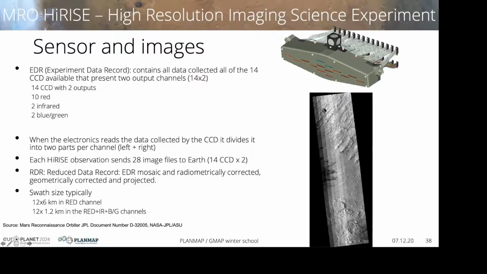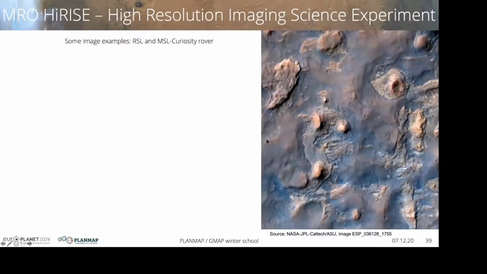Typically, the swath size, so the size of this image, is 12 by 6 kilometers in the red channel, and 12 by 1.2 in the central part with the colors. Here's some example of the performance of this camera. So here you see an area of Gale crater, and if you look closely, you will also see the presence of the tracks of the Curiosity rover.